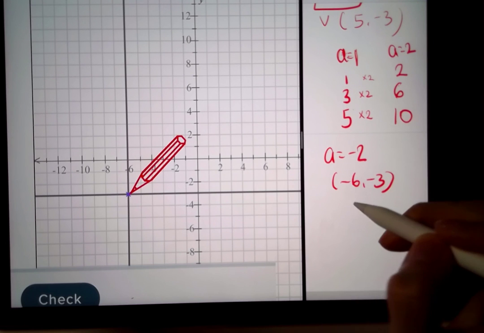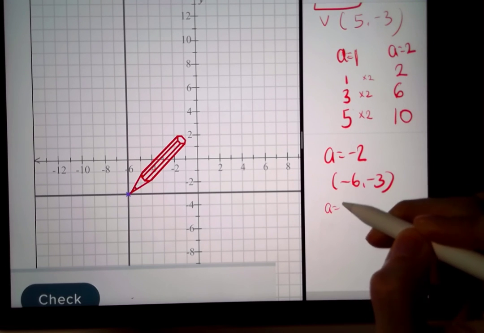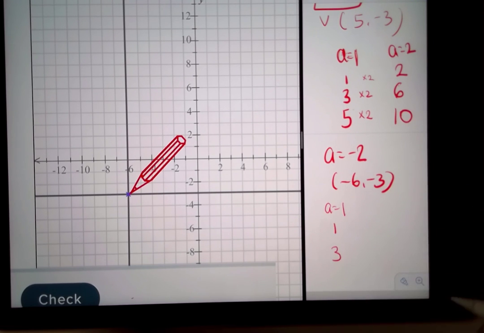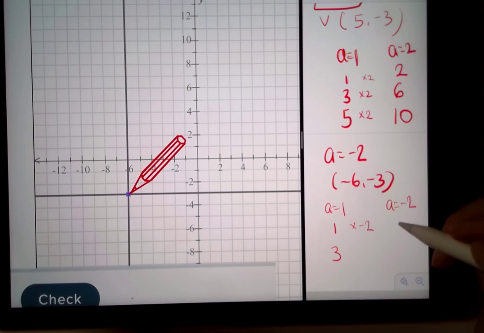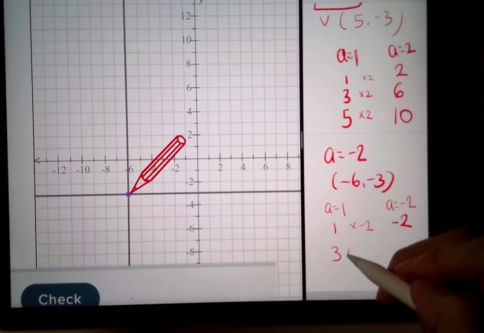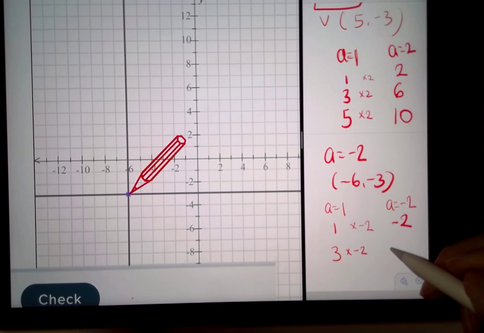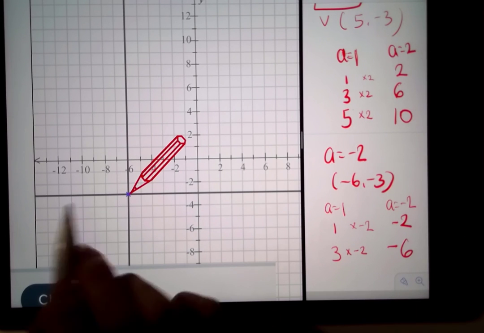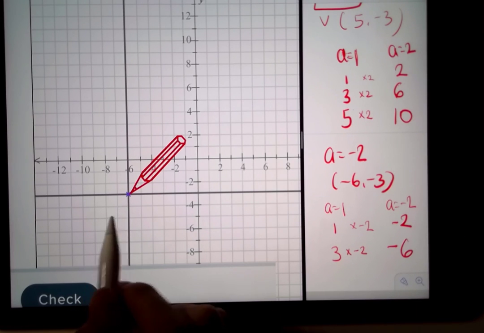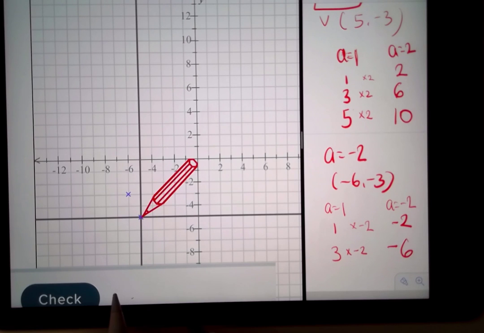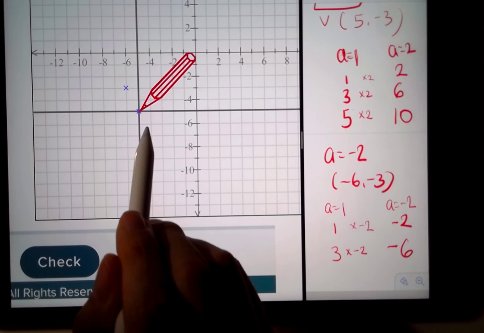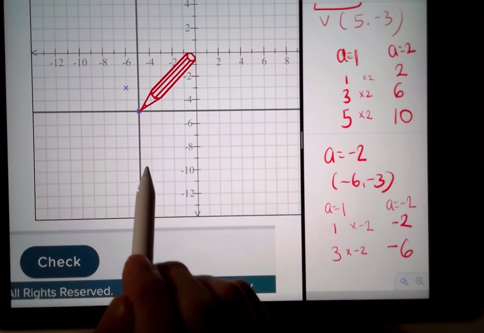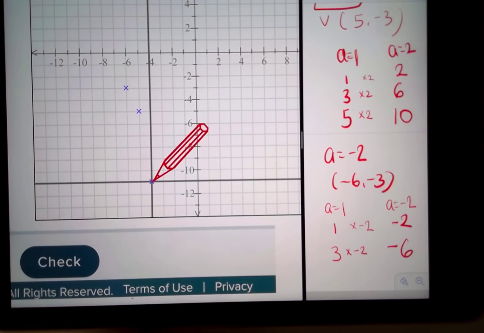So let's use that one. Then when A is 1, we go by 1, 3, right? When A is -2, then what do you do? You multiply by -2. So it's -2, and then you multiply by -2, then you get -6. So from this point, you go 2 down, and then you go 6 down. 1, 2, 3, 4, 5, 6, like this.